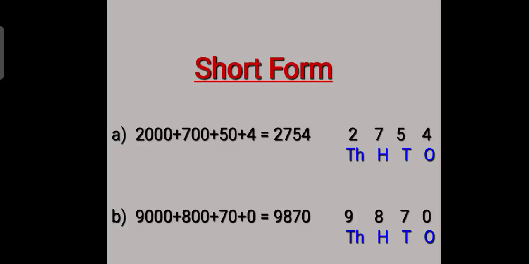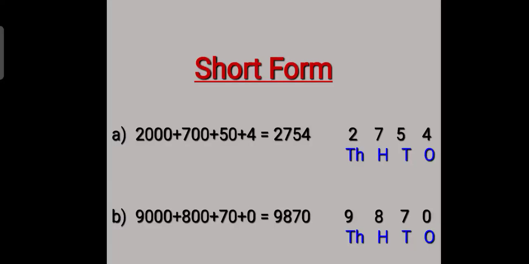Now next, short form. It is just the opposite of expanded form. It is very easy to write that. So how can you do it? First we write the place values, that is ones, tens, hundreds and thousands. So let's see, this is 2000. It means you will write 2 at the thousand place. Next is 700. It means you will write 7 at the hundred place.